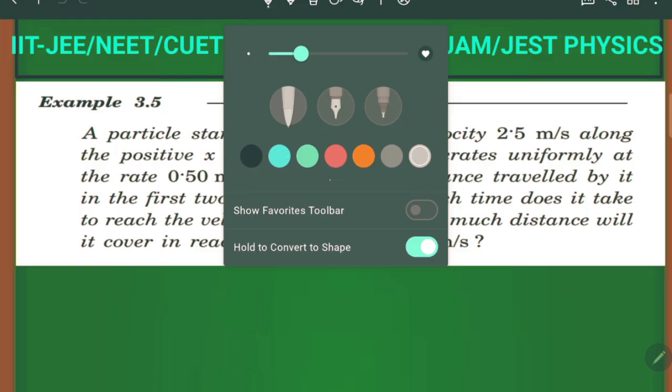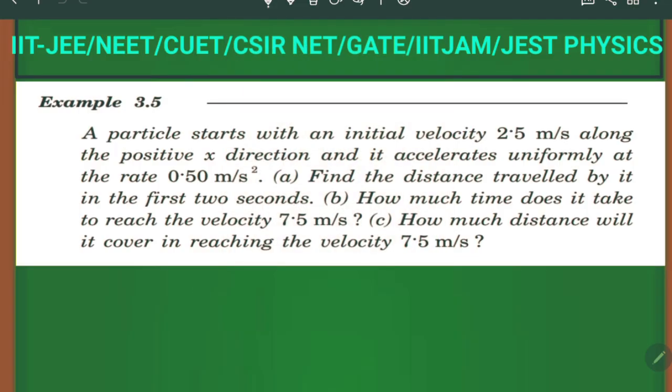Right. In this question a particle starts with an initial velocity, they have given the initial velocity as 2.5 meter per second along the positive x direction, right? And it is uniformly accelerated by 0.5, that means 1 by 2 meter per second square, right? You can do this easily: 2.5 is 5 by 2 meter per second, and the acceleration is 1 by 2 meter per second square.